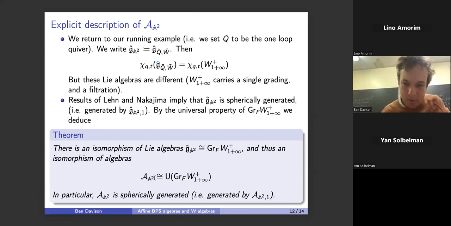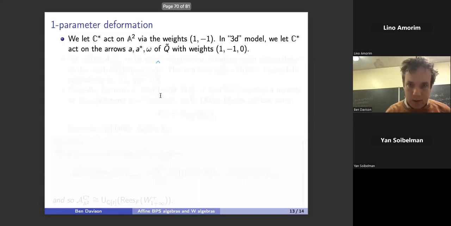And thus, because the CoHA is just the universal enveloping algebra of the affine BPS Lie algebra, we get the following isomorphism of algebras. And in particular, using this and the spherical generation of GA2, we get that the CoHA is spherically generated, which becomes important shortly. And now I have to do this.